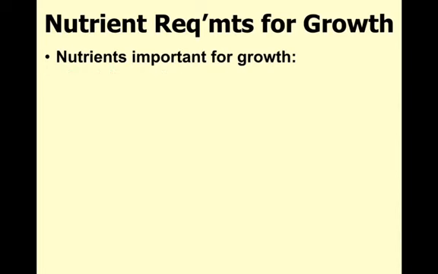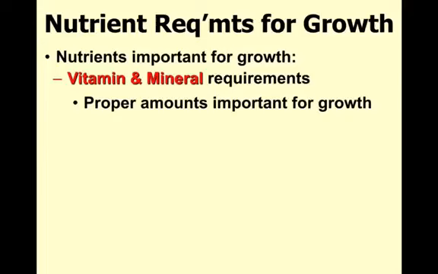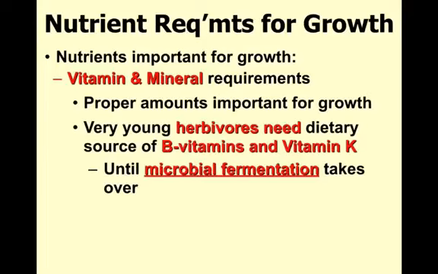Mineral and vitamin requirements. We have to make sure we have the right amounts for growth. The very young herbivores especially need B vitamins and vitamin K until that microbial fermentation really takes over fully, because they can rely on the microbes later in life to supply those. But early on, the animal's not able to get all that it needs from the microbes, so while waiting until that microbial fermentation takes over, we still need to consider sources of some of the B vitamins and vitamin K.